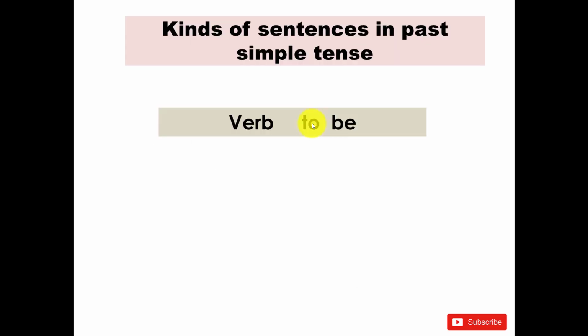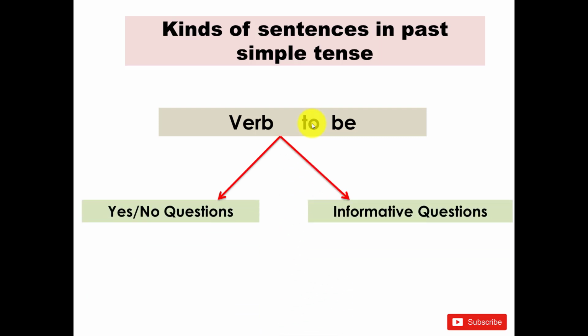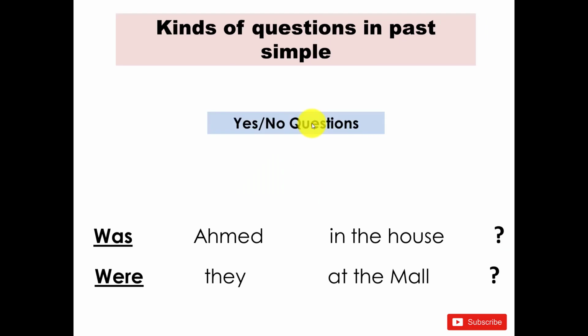Let's move now to say the question forms for the verb to be. With the verb to be, we have as well yes or no questions and informative questions. For yes or no questions, we start our question with was or were. For example, was Ahmed in the house? Or we can say, were they at the mall?